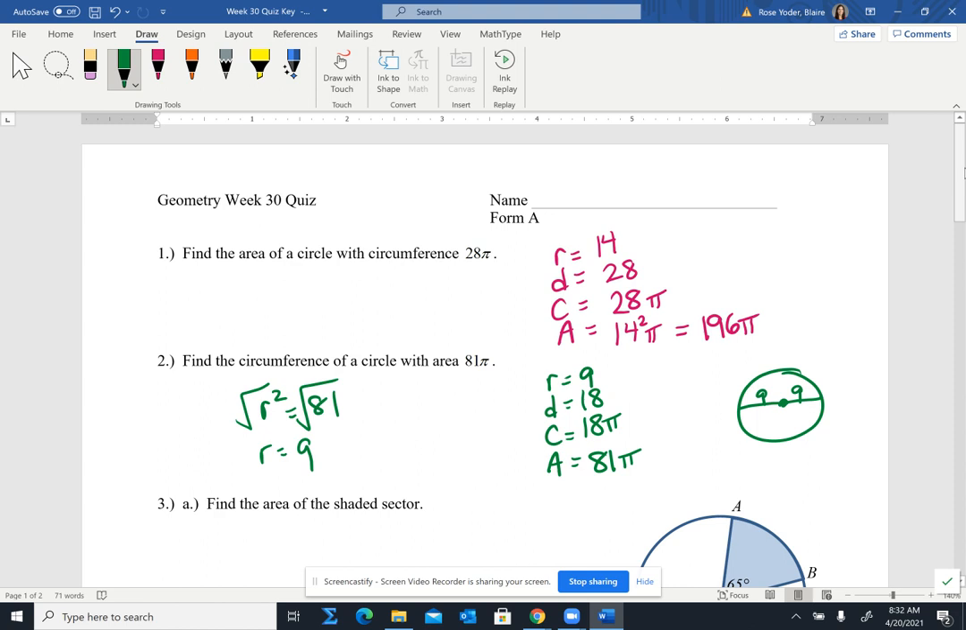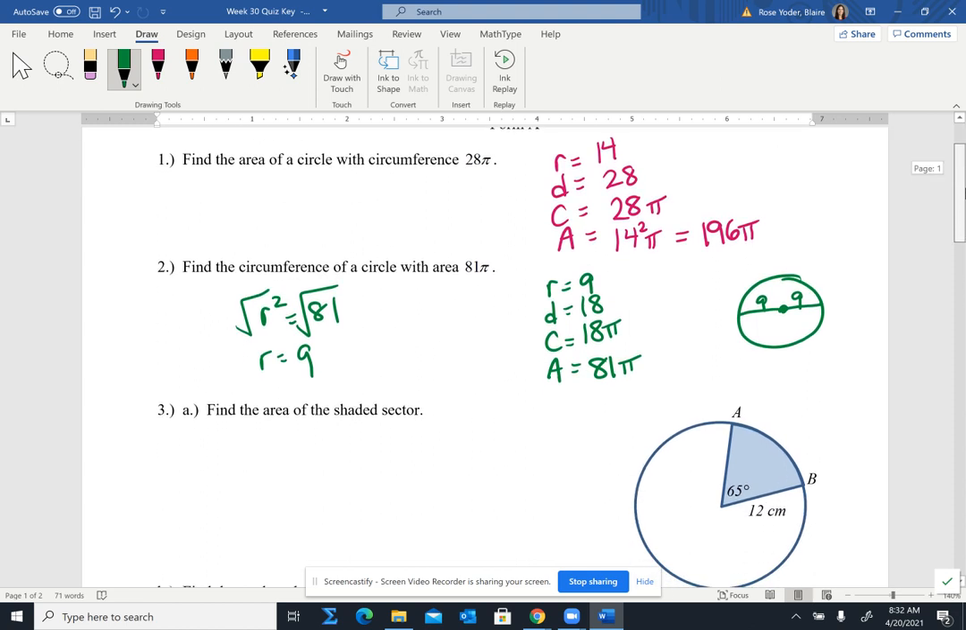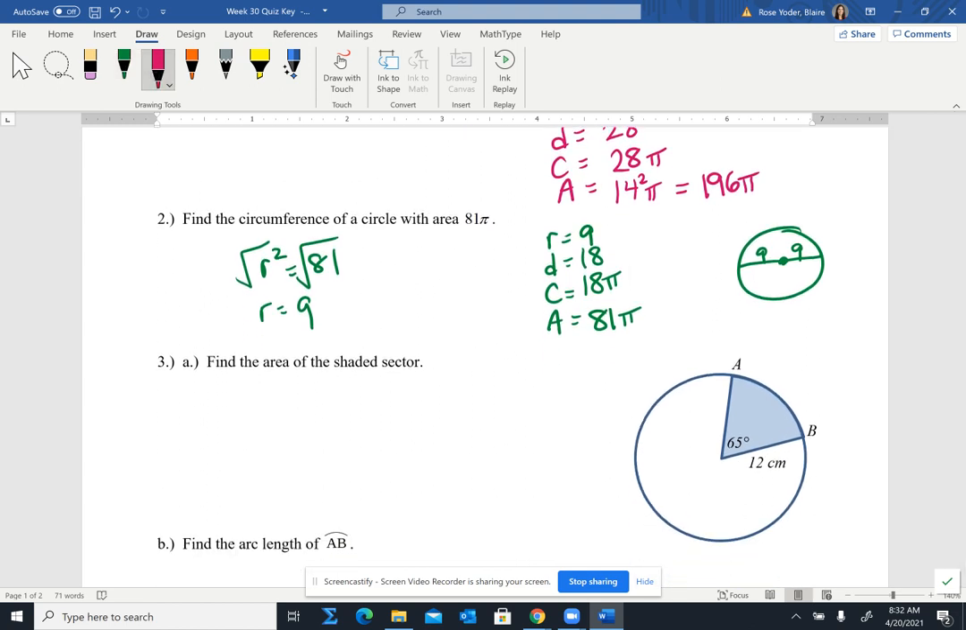Then for number 3, it gets more complicated, but we're still going to start out that same way. We're still going to do RDCA. So we're going to use this for both parts. Let's do radius of 12. So the diameter all the way across would be 24 because that's 12 and 12. Circumference is 24 pi. And then area is radius squared pi. 12 squared is 144. So the area is 144. Don't forget the pi.